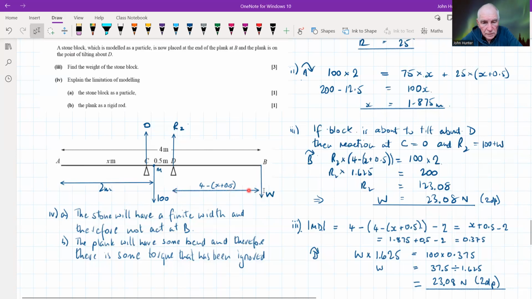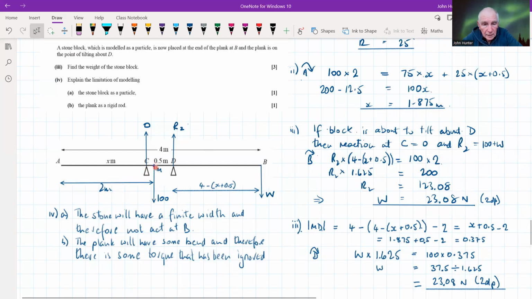So that is the distance there. Now we've still got the weight here. Now the key point though here is that because we're on the point of tilting, then the reaction at this support C is going to be 0.